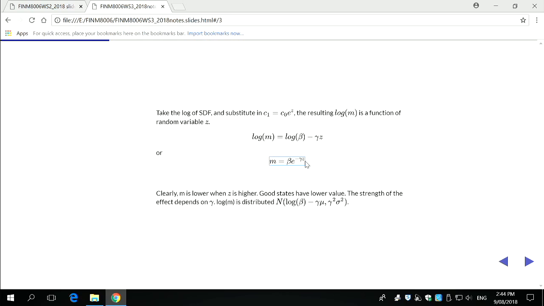So you'll say, what is the SDF? Remember, z is normally distributed, right? So e to the power of negative gamma z will also be log normally distributed, right? So it's a random variable that has a log normal distribution, okay? So M, the SDF itself, is random, okay? In particular, if you take the logs, it has the mean of log beta minus gamma mu, and the variance is gamma square sigma square. All right, you can just see it from here.